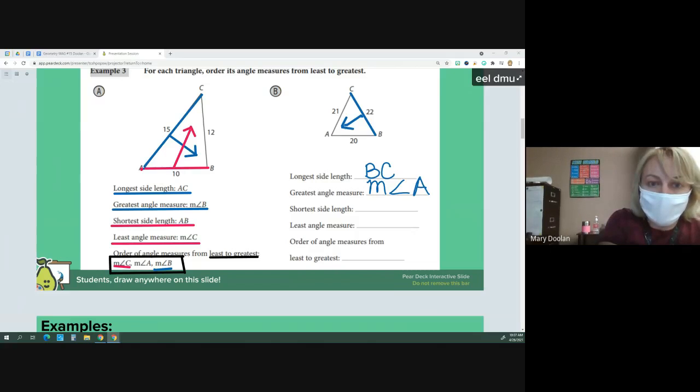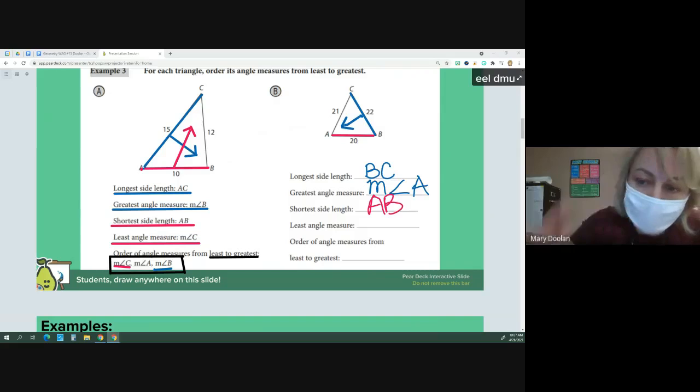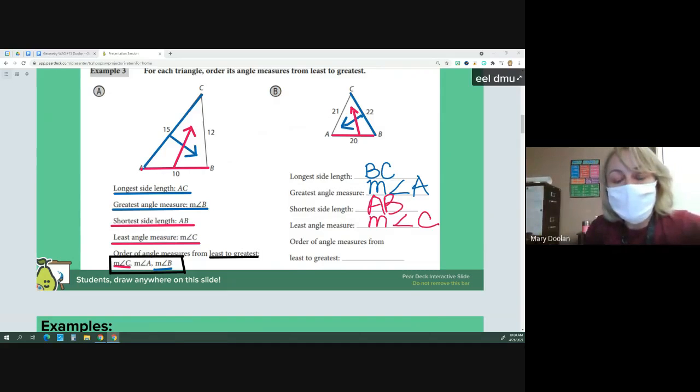Looks like it's going to be 20. So that's side AB, capital A, capital B. And then because that's the shortest side, the least angle measure will be across from it. Okay, so now we know the greatest angle measure and the least angle measure.